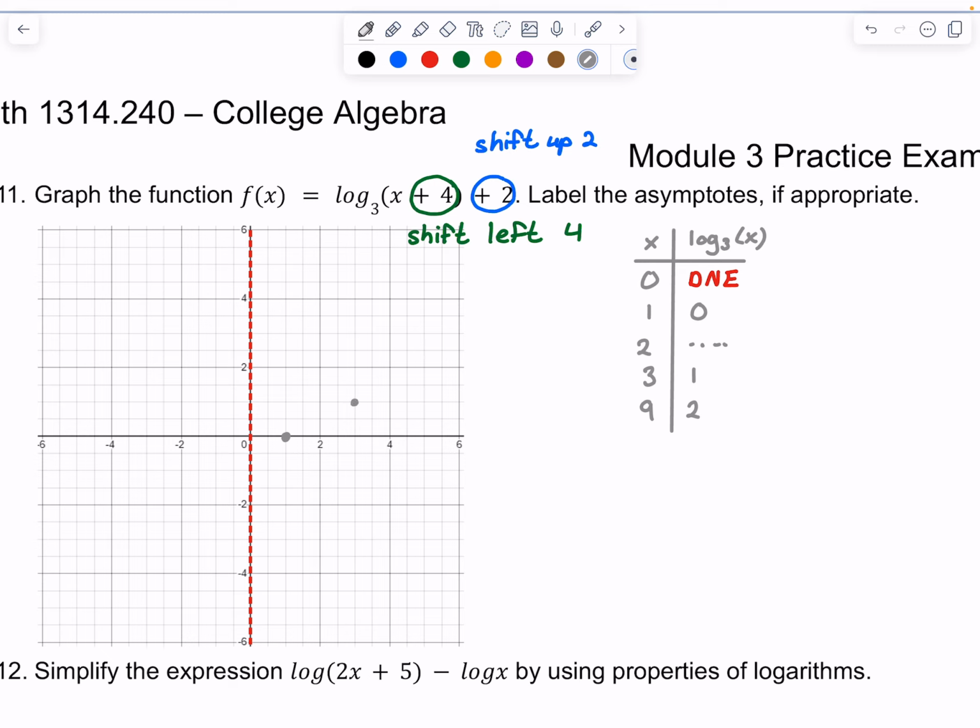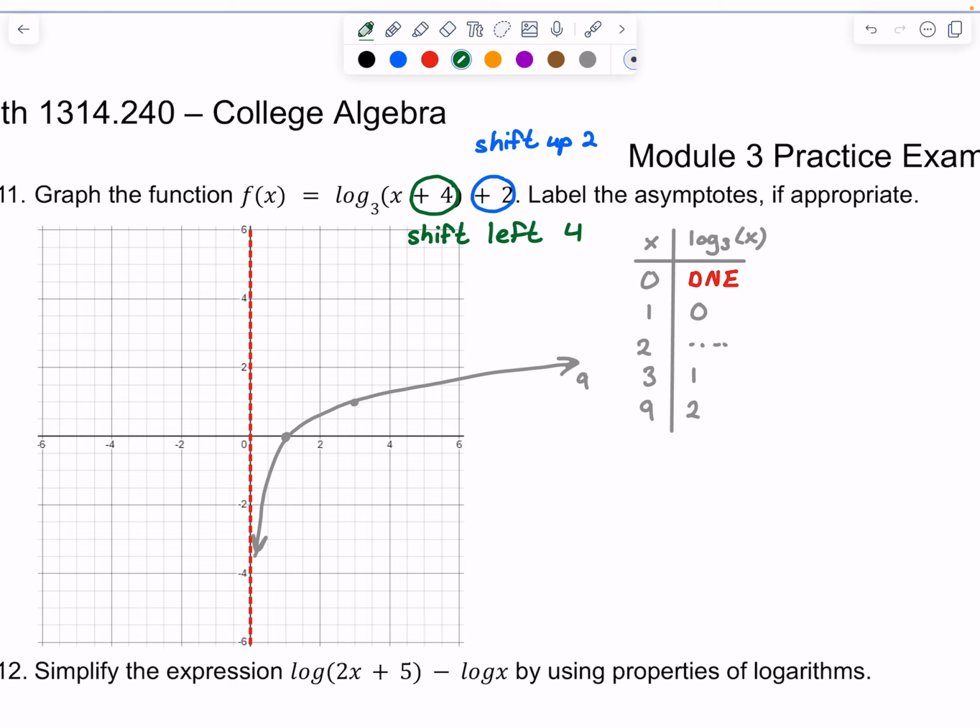Well, that's not really on my graph, but I'm going to put it out here anyway, because with the shifts, I think it might end up showing up. Then I can connect these points with a nice smooth line. And it looks something like this.